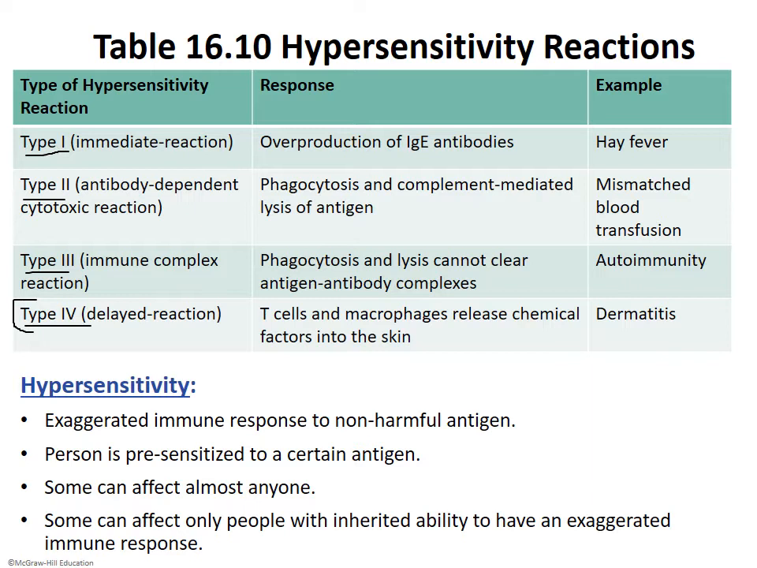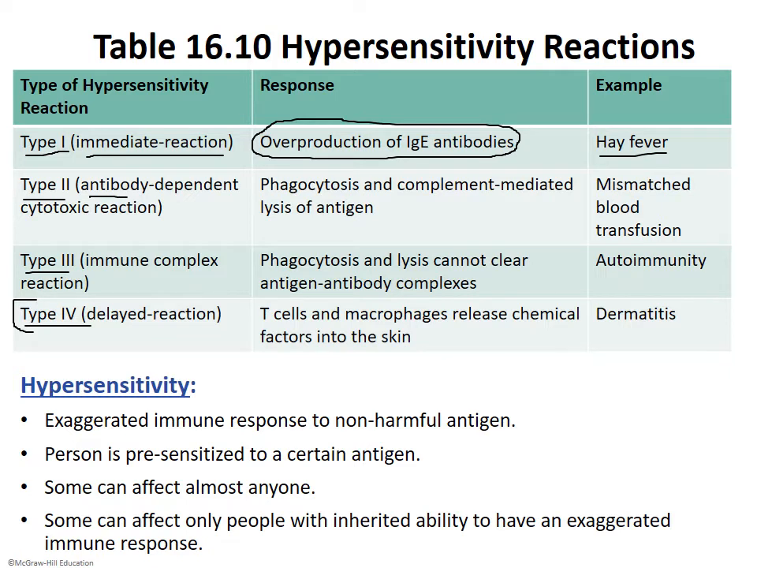Now, type 1, immediate reaction, is an overproduction of IgE antibodies. I told you when we looked at the categories of antibodies, IgE is the least common. If you remember GAMED and remember the D and the E are inverted, the IgE are the least common, but they are the ones that overreact and cause allergies, kind of like hay fever, sinus stuff.